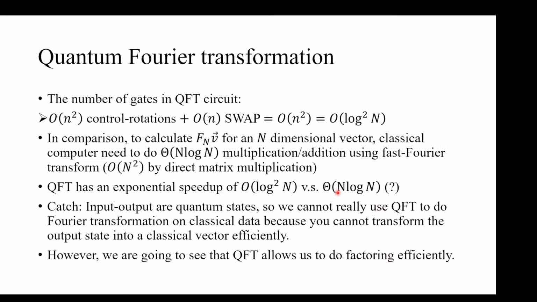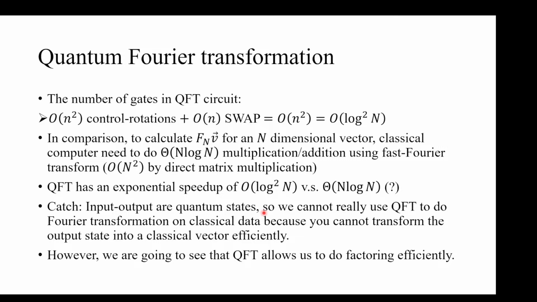So quantum Fourier transform is much faster than classical discrete Fourier transform. But then you ask the question, can you use a quantum computer to do Fourier transform exponentially faster? Then the answer is actually no. So you can do quantum Fourier transform, but quantum Fourier transform doesn't do classical Fourier transform. That's because remember we said quantum Fourier transform's input and output are quantum states, but when you do classical Fourier transform, you want to get the output as a classical vector, right?